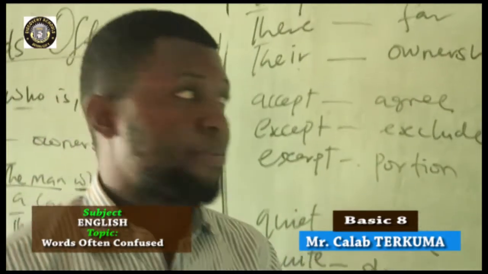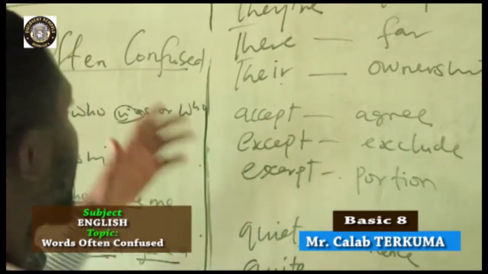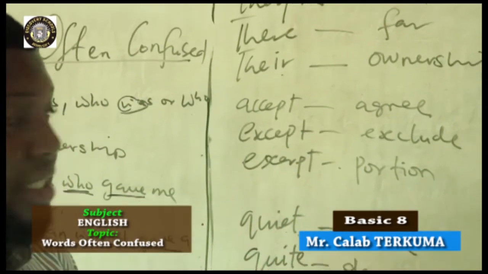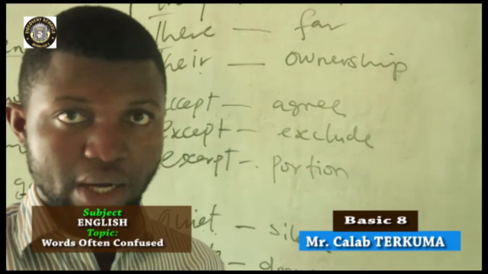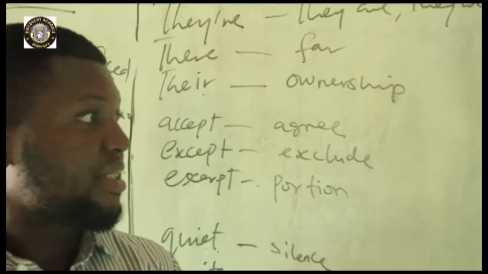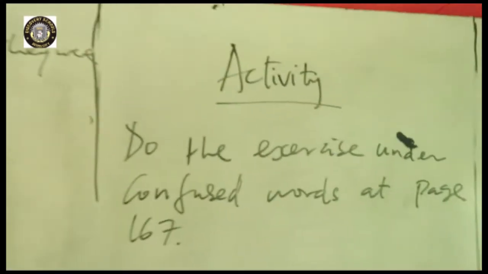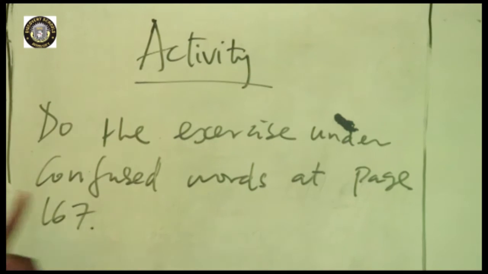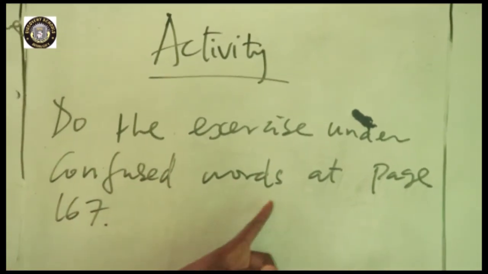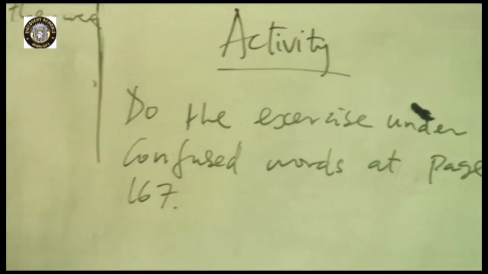Well, as a way of a revision, you know that we have been able to highlight several words that we'll have problems with. Maybe when you want to spell, because they sound alike. Now, as a matter of practice, you will go home and try to find out other words that are also of this nature, and also do the exercise under confused words at page 167 of your English textbook.